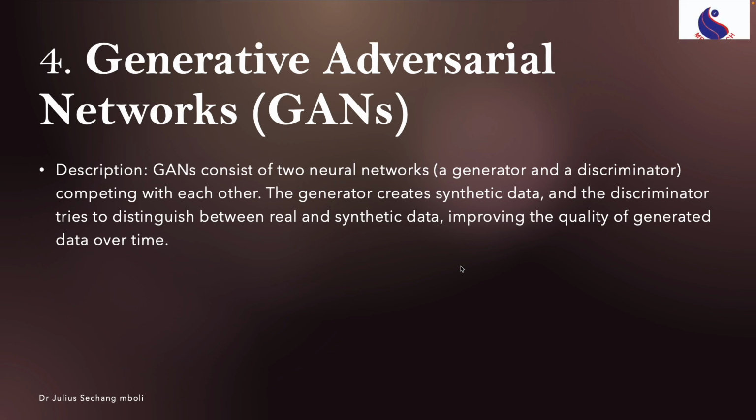There are just two neural networks. One is the generator, the other is the discriminator. The generator is generating fake images but tries to fool the discriminator that this is a real image. And then the discriminator begins to say, no, this is not a real image. But in the process of doing that, the generator is learning from the discriminator's feedback, therefore improving the quality of the generated data over time.